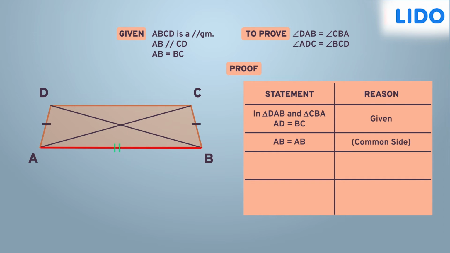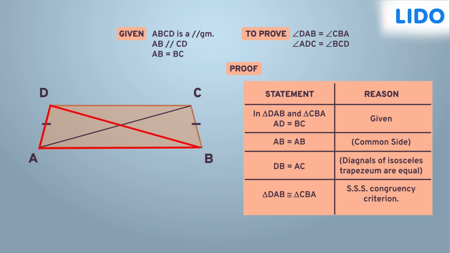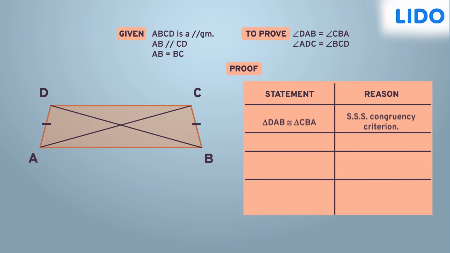We know that AB is the common side in both triangles, DAB and CBA. Diagonals DB and AC are also equal because the diagonals of an isosceles trapezium are equal. Thus, triangle DAB is congruent to triangle CBA by side-side-side congruence criteria. And hence, its corresponding angles, angle DAB and angle CBA, will also be equal as they are corresponding parts of congruent triangles. Now, what do you think about the other two angles?